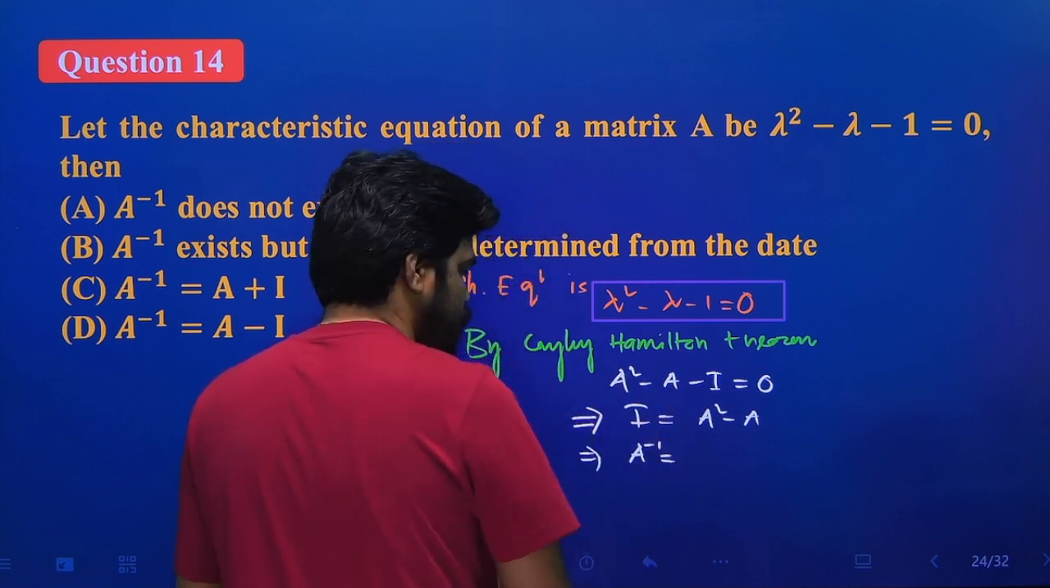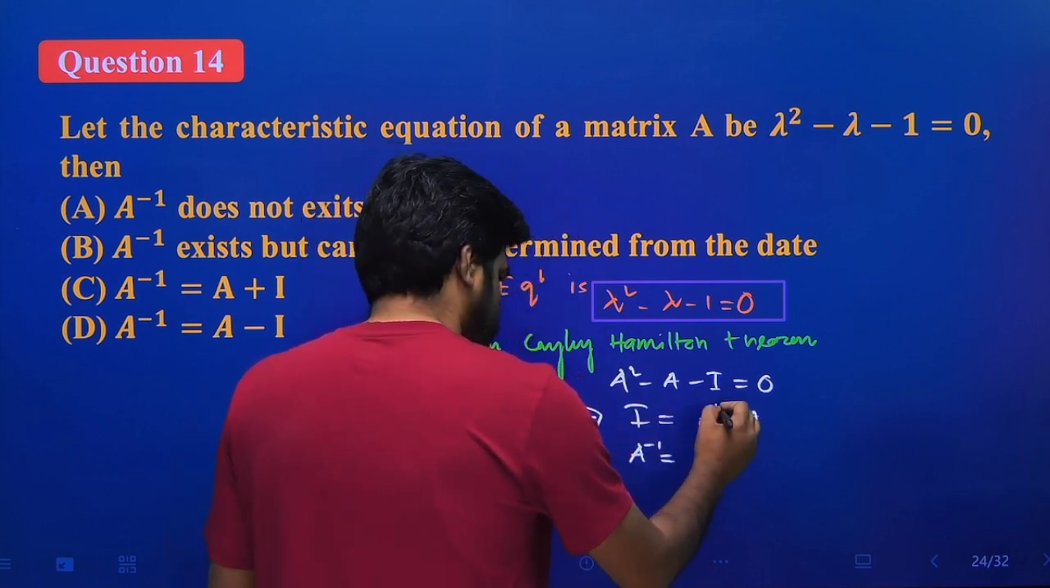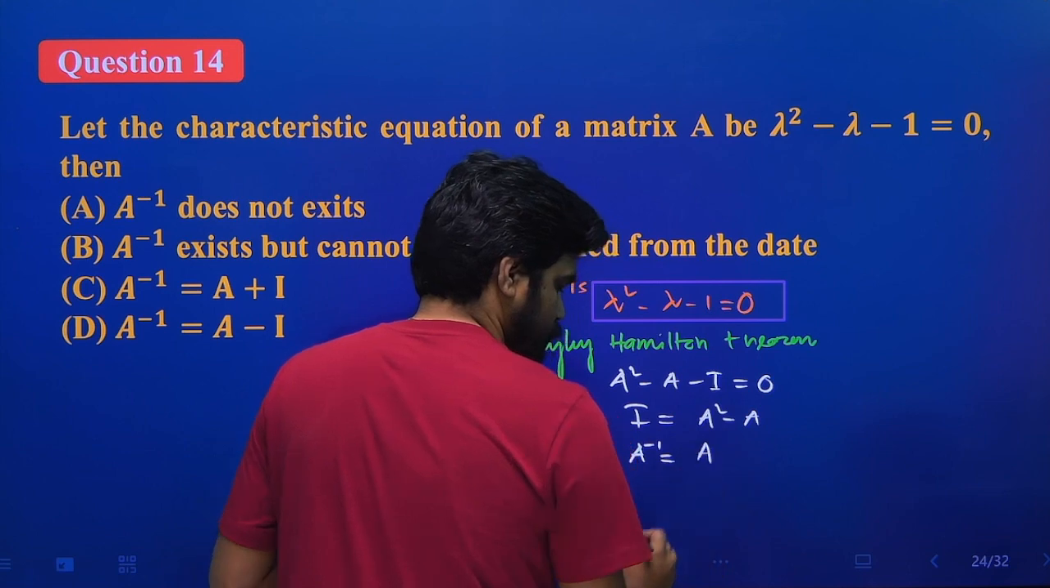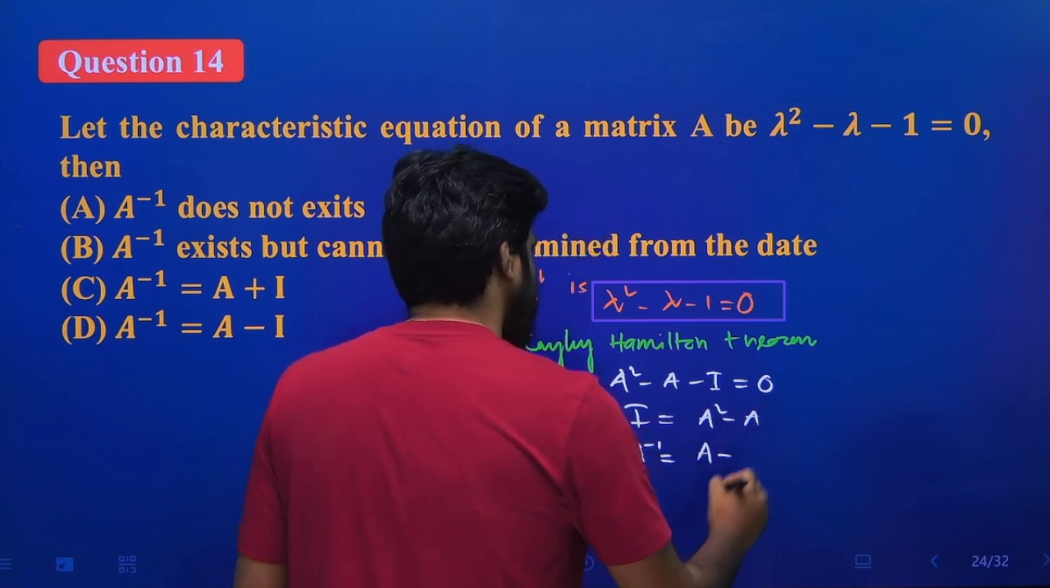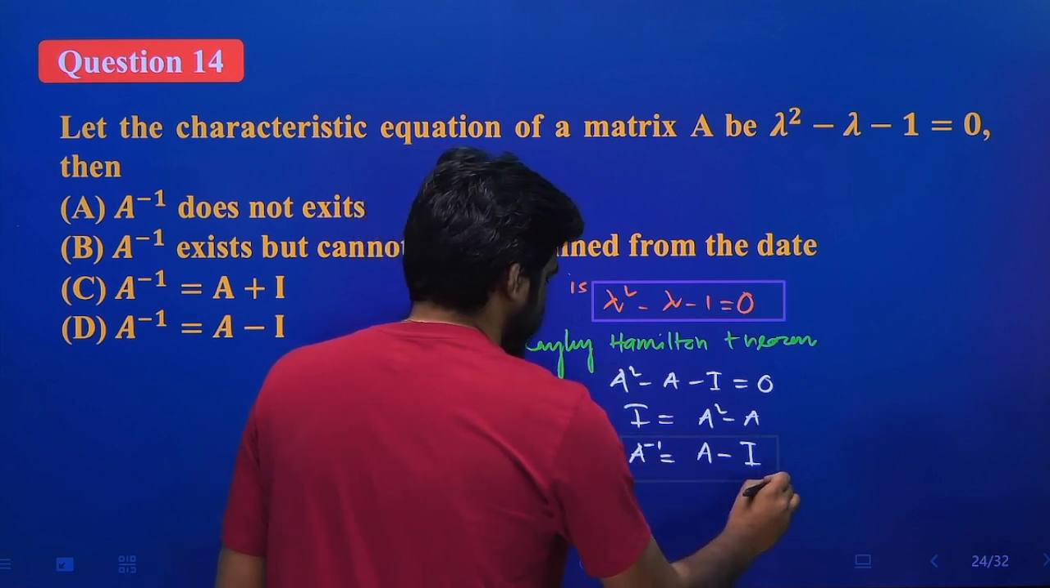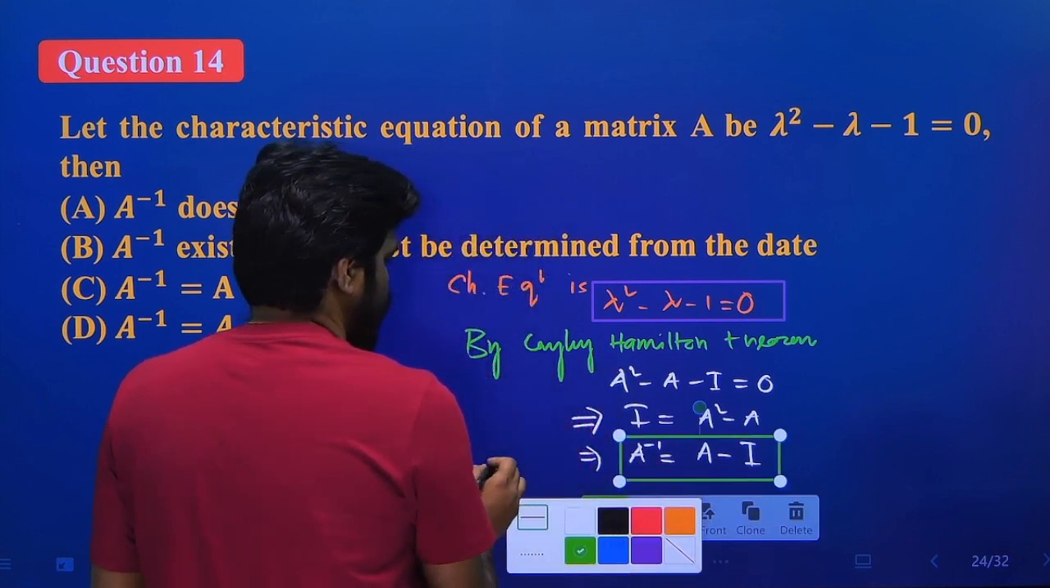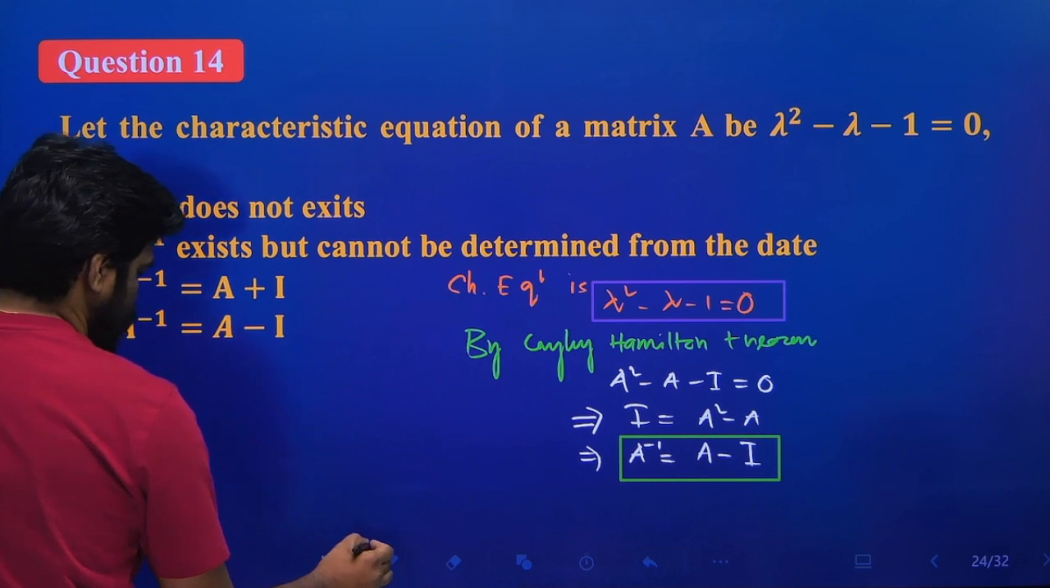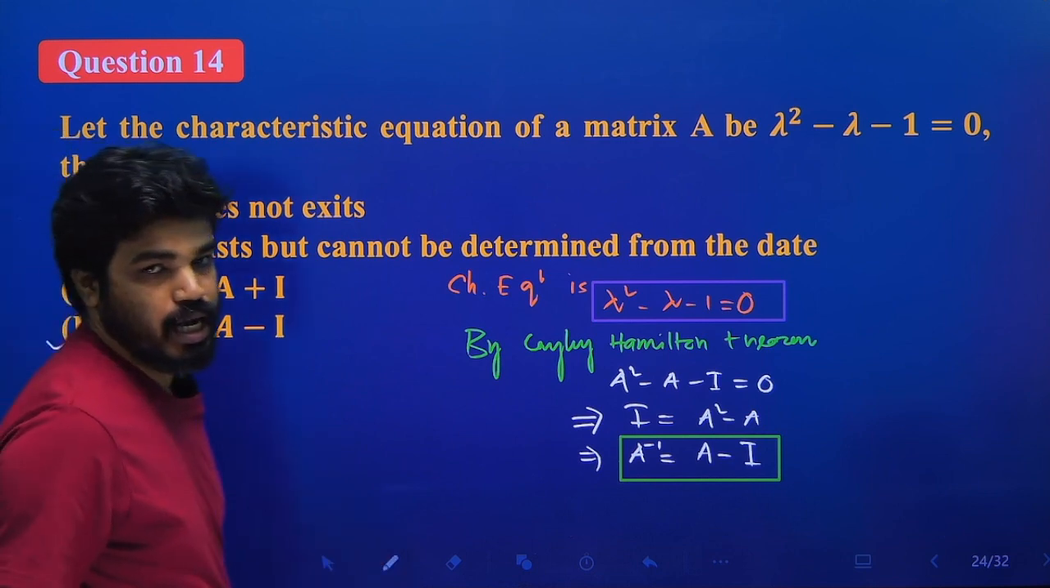So I into A inverse, that means A inverse into A square, that is A, minus A into A inverse, that is I. So A inverse will be A minus I. So option D is the correct answer.